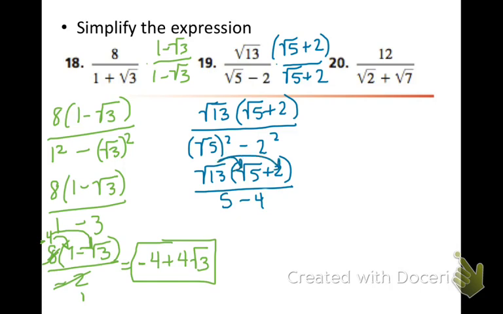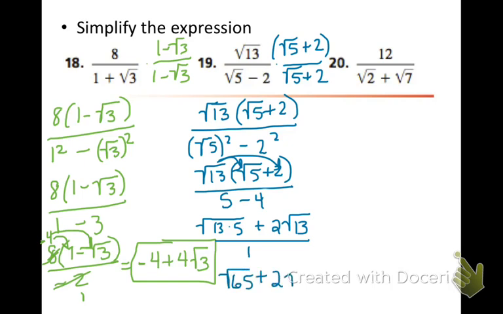So I'll have the square root of 13 times the square root of 5. And then I'll have plus 2 square root of 13. And all of that, when you take 5 minus 4, you'll get 1. So I can multiply the 13 times the 5, and I get 65, and there's nothing I can break that into to simplify it, but I would look to see if there were. So the square root of 65 plus 2 square root of 13 is my final answer.